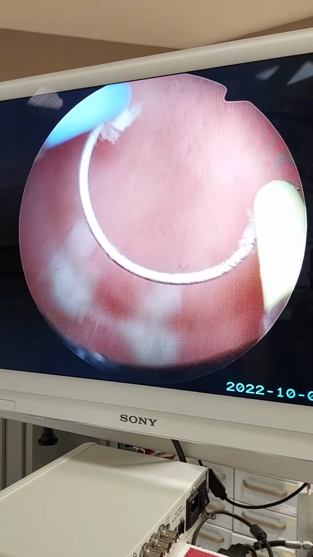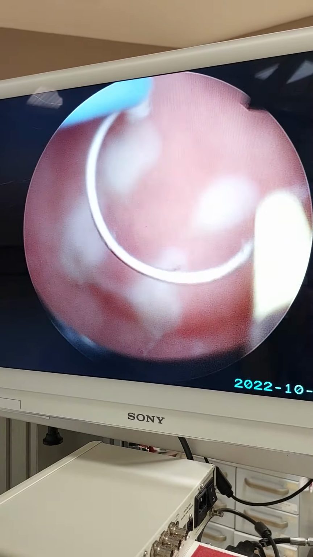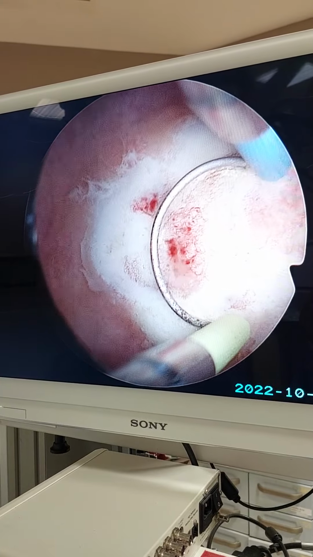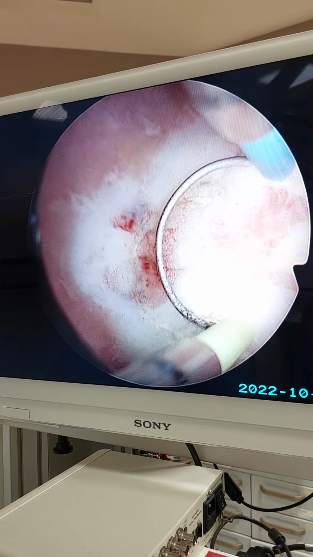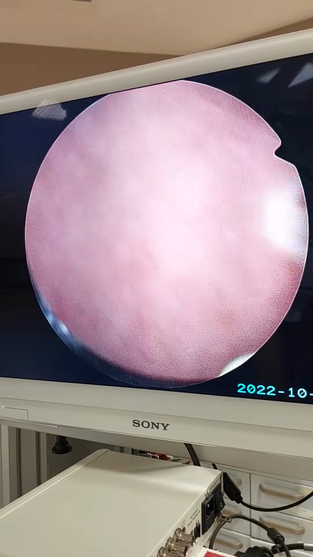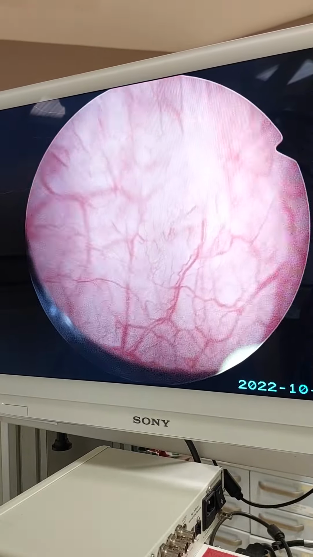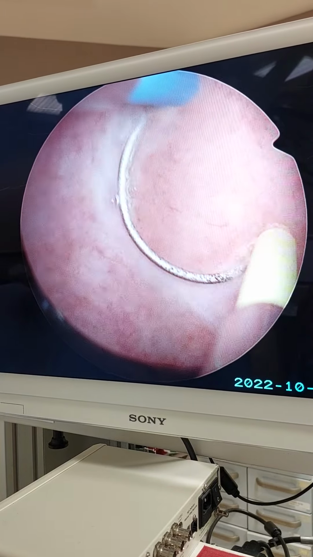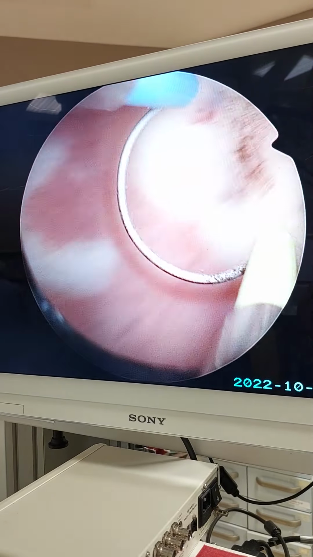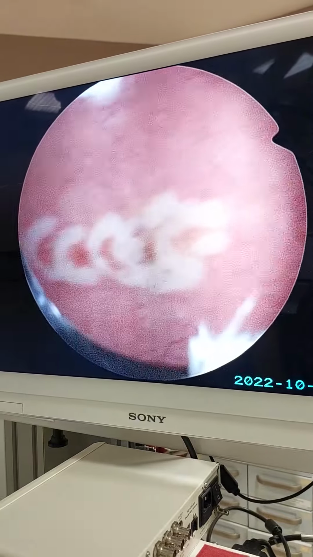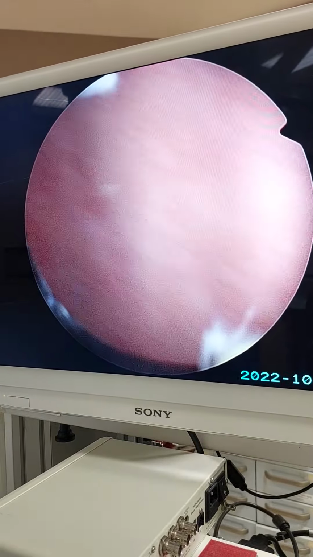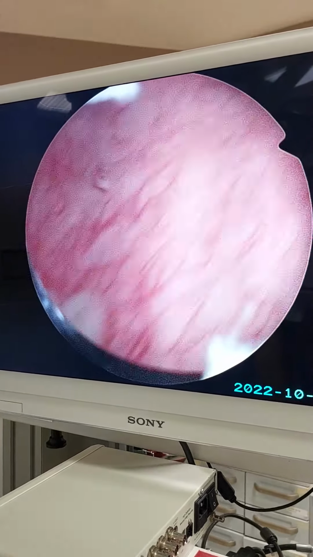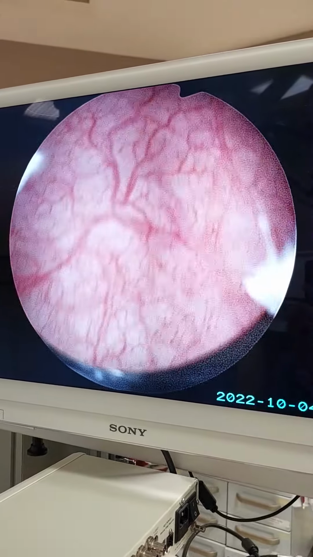We are making some point fulgurations here to stimulate new tissue formation. Yeah, this will help for new tissues to be formed. It's different than other bladder mucosa. This is a healthy part. This part is not healthy. Yeah, these will stimulate new tissue formation. And the rest of the bladder didn't bleed. This is a good sign for me.